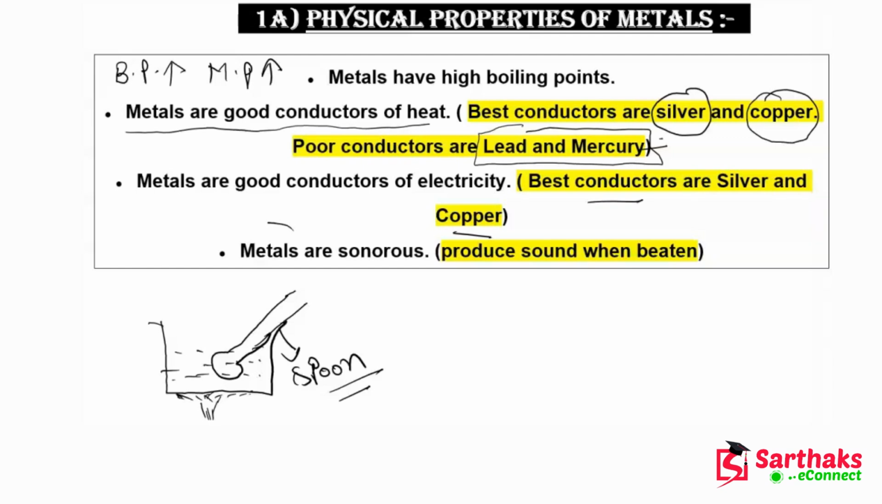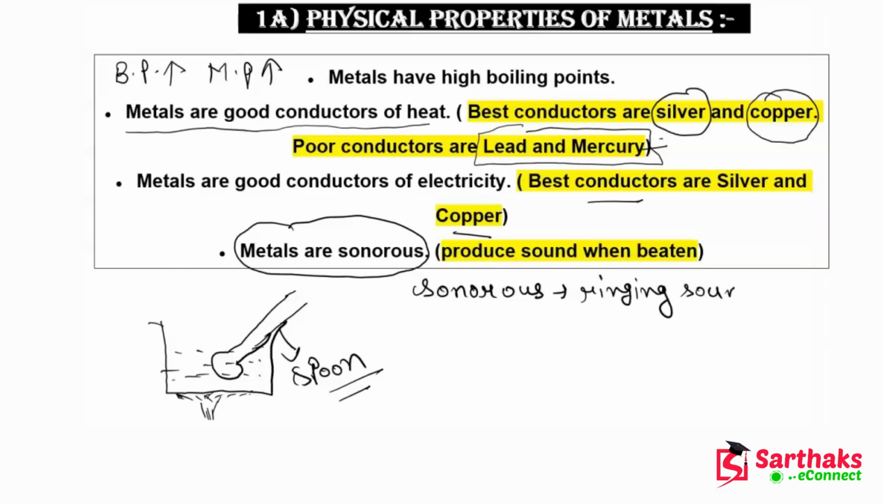Now metals are sonorous as well. So what does this mean? Sonorous means that when you strike metal, it will produce ringing sound. This ability of metal to produce ringing sound is known as sonority. So all the metals are sonorous because they produce ringing sound when beaten. I hope these properties of metal are clear to you.